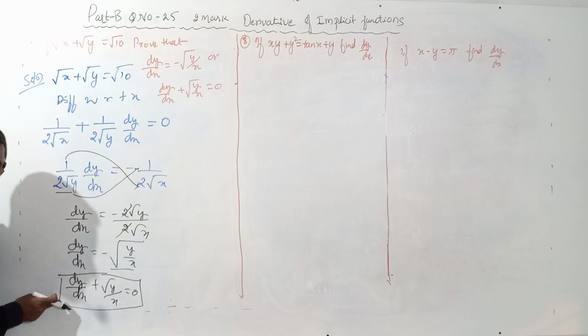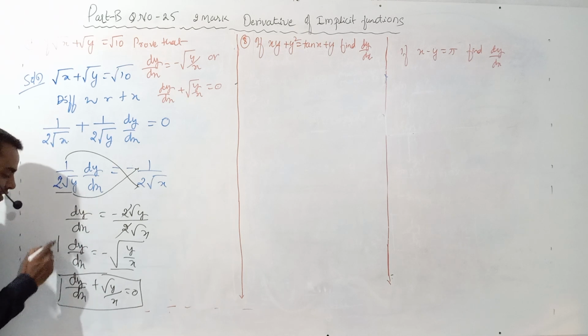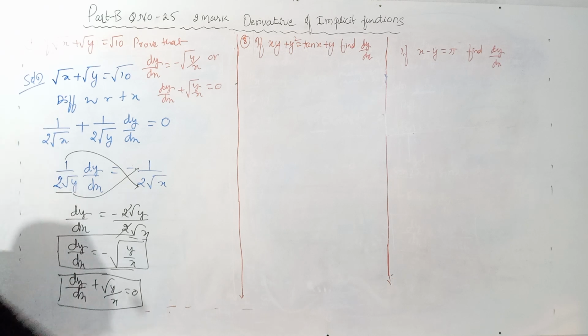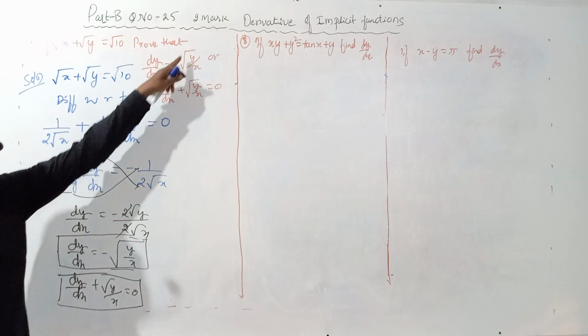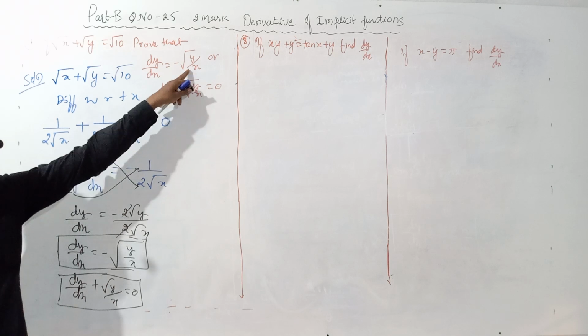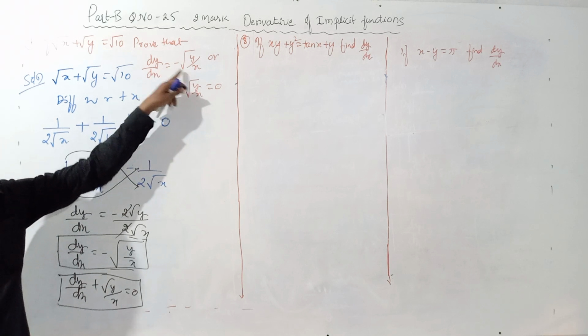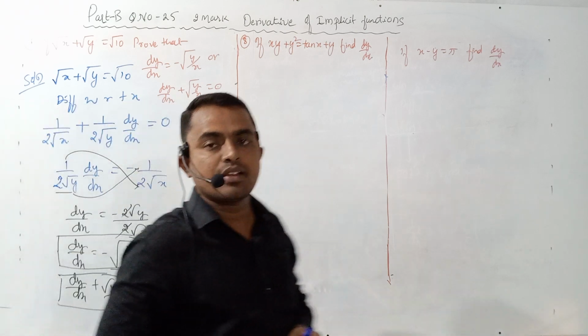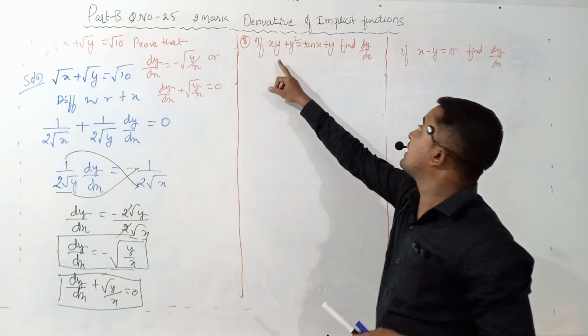If in the examination it is given, you have to write up to here. If it is given up to here, write this much. There are two types of possibilities of proving this one. That is minus root y by x, and bring it to the left side. It will become plus root y by x is equal to 0. See here next, differentiate.